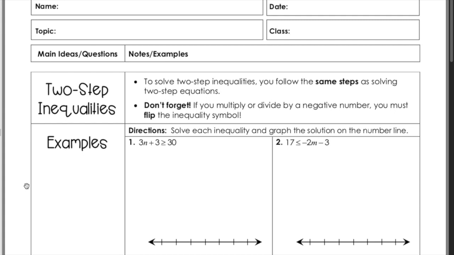Remember, taking the negative of something or multiplying by a negative is taking the opposite. So if we take the opposite, we have to take the opposite inequality as well. We have to change everything. So let's start with number 1.